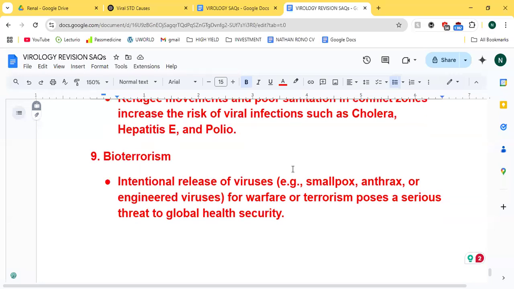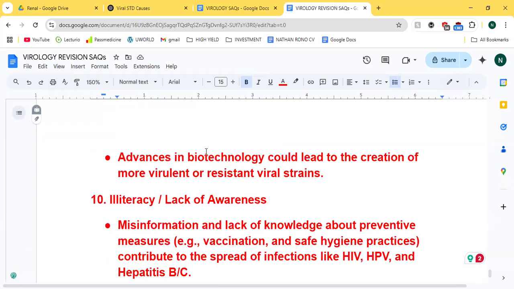Bioterrorism: smallpox was eradicated in 1977, but it still exists in some labs. You can imagine if the scientists there decide to release it, let's say hypothetically, country A releases it on country B. Same with anthrax; it is a bioweapon. And then advances in biotechnology could lead to creation of more virulent or resistant viral strains. I was seeing they were saying that COVID-19 was created in a lab in Wuhan, China. I don't know how true that story is, but it caused a whole pandemic, not even an epidemic, a pandemic.